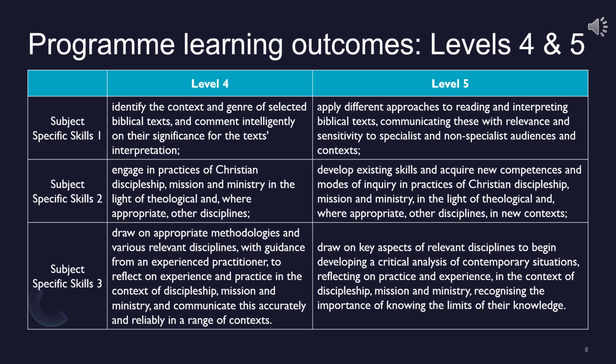When it comes to subject-specific skills, these are obviously to do more with the doing rather than the knowing. So at level 4, the skill is to identify context and genre and think about interpretation, whereas at level 5, again, there's this different approaches, a variety, communicating these and thinking about relevance and context more. Again, this focus on context. For the second row, at level 4, it's engaging in practices, and obviously then you're reflecting on those. At level 5, it's taking that further, developing existing skills but acquiring new ones.